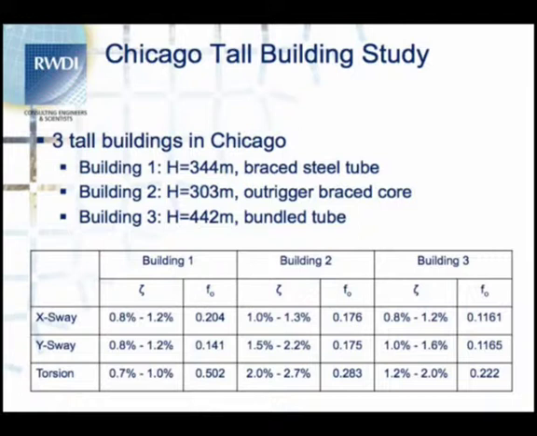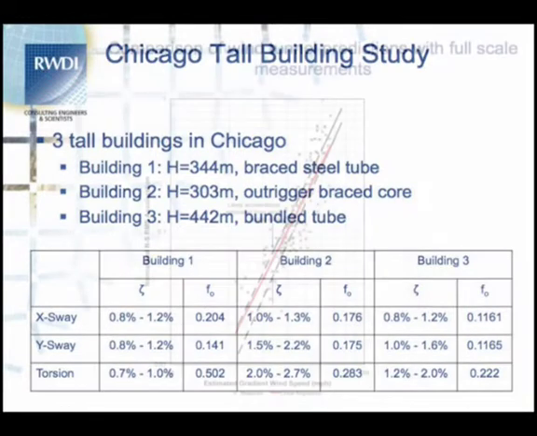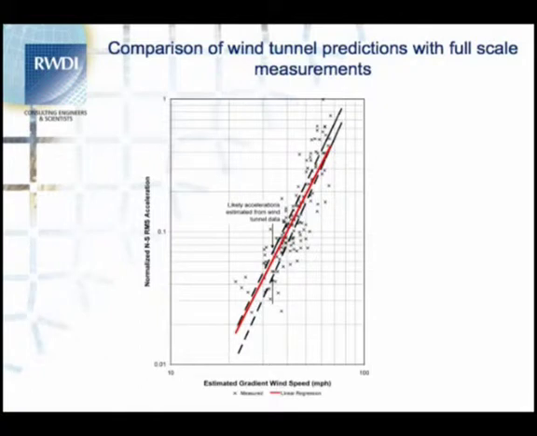Building 2 is a concrete building, slightly higher damping, which I think is of interest. So how do we stack up compared to full-scale measurements?